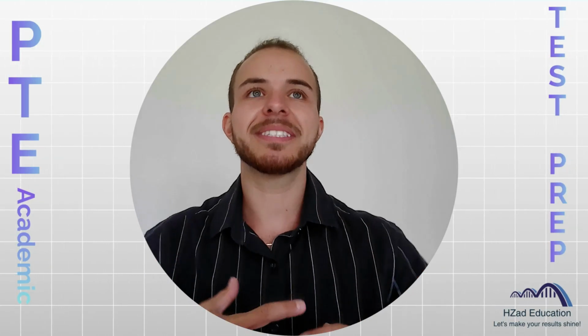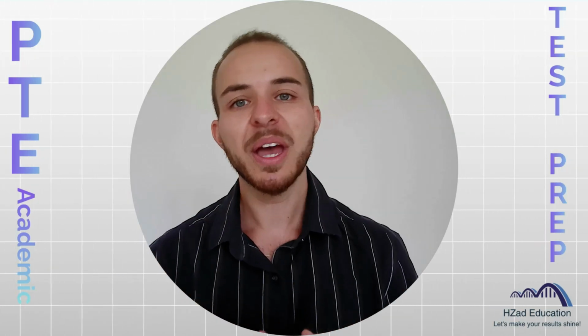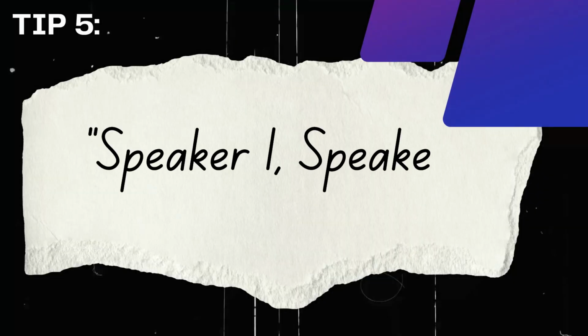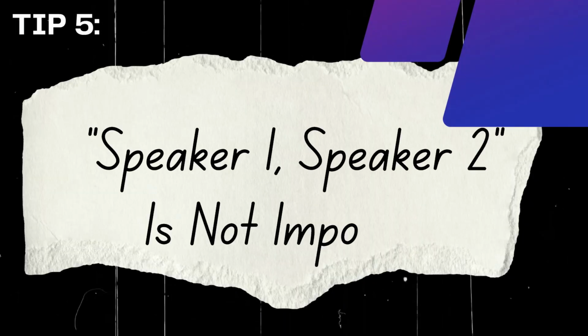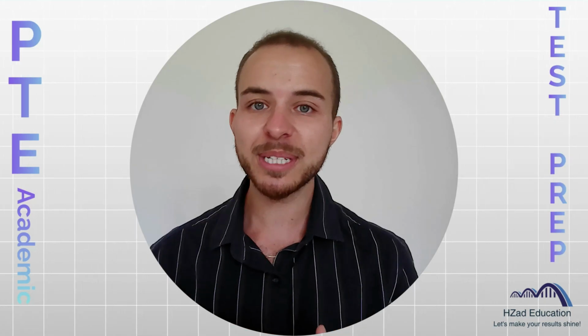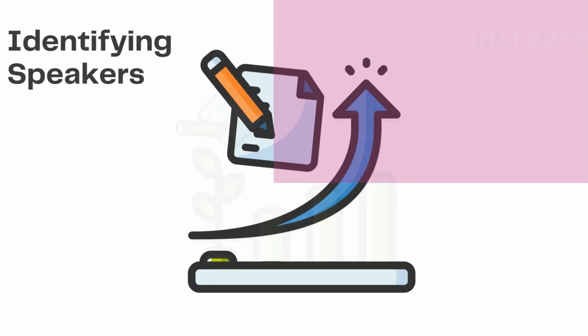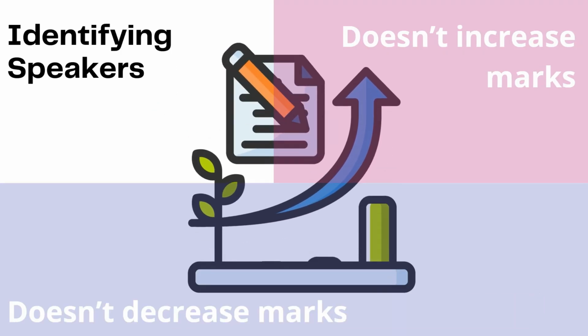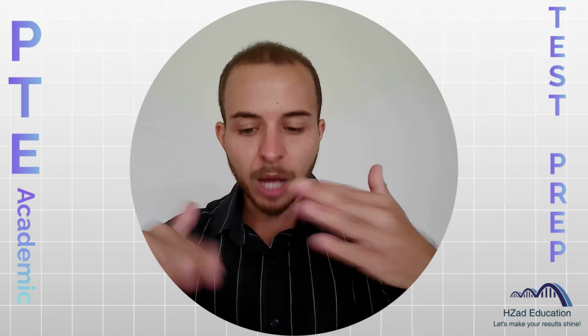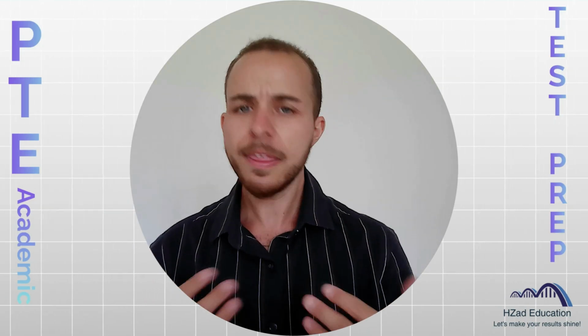After many months of taking many practice tests, we've cracked the code that the AI algorithm really doesn't need to know who is speaker 1, speaker 2, speaker 3. In fact, it doesn't increase your marks, nor does it decrease your marks if you say this. So if it helps you to feel more organized and helps the logic in your speech, then it's okay.